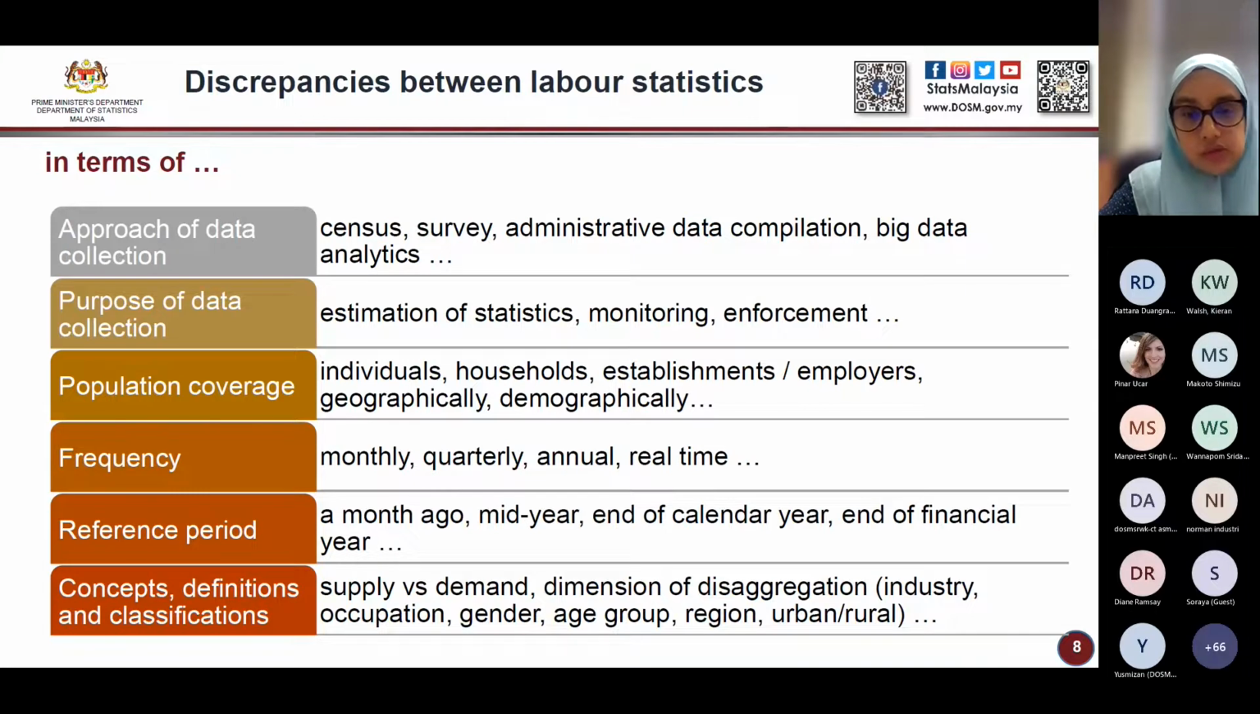And in terms of frequency, we also encounter statistics which are produced monthly, quarterly, annually, and some of the statistics are almost real time. And in terms of the reference period, we have a lag of the reference period, which is a month ago, looking at mid-year population, end of calendar year, end of financial year. And finally it goes back to concepts, definitions, and classification, which can differ across different sources of data sets. Now, let me bring you to the actual data in the next slide.